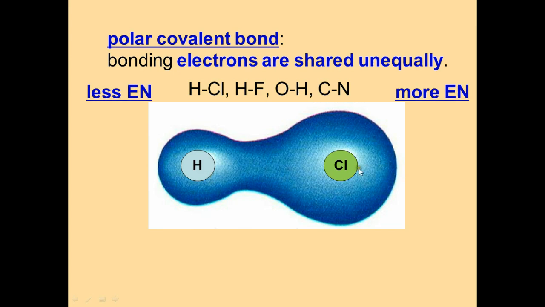So here we have HCl, or hydrochloric acid. So we have hydrogen here and chlorine here. And hydrogen has a weaker pull, has less electronegativity, that's what this means, than chlorine, which has a greater electronegativity.